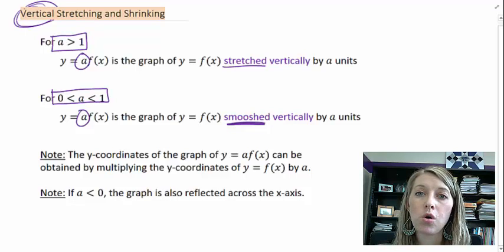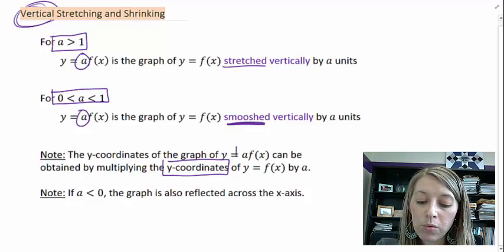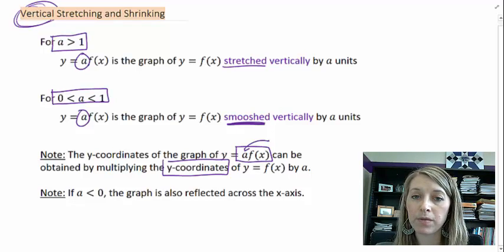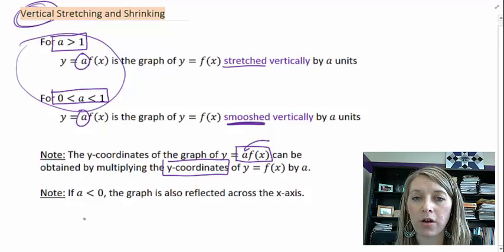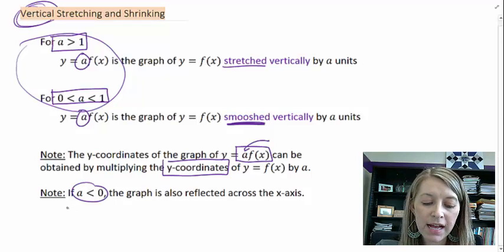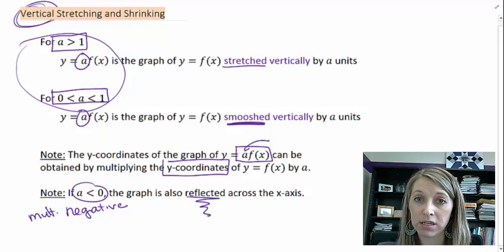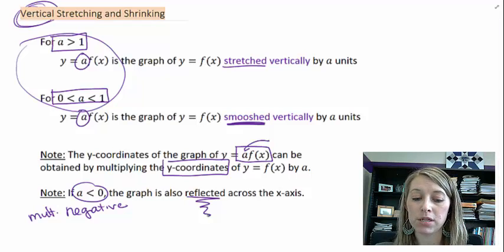Okay. So the way that we would actually transform these graphs is we would take these y coordinates and we would multiply them by a, because that's what's happening here, is a times f of x. Now notice up here that these are only talking about the positive values. Well, what would happen if we're talking about the negative values? Well, we already talked about the negative values. If a is less than 0, meaning we're going to multiply by a negative, we already know that if we multiply by a negative, that's going to reflect it. So we would reflect it and smush it, or reflect it and stretch it all at the same time.